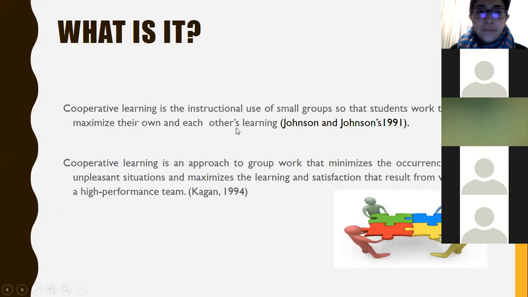Before talking about what cooperative learning is, I would like to ask you if you know something about this methodology. What do you know? Maybe have you implemented it before? Have experience like learning?